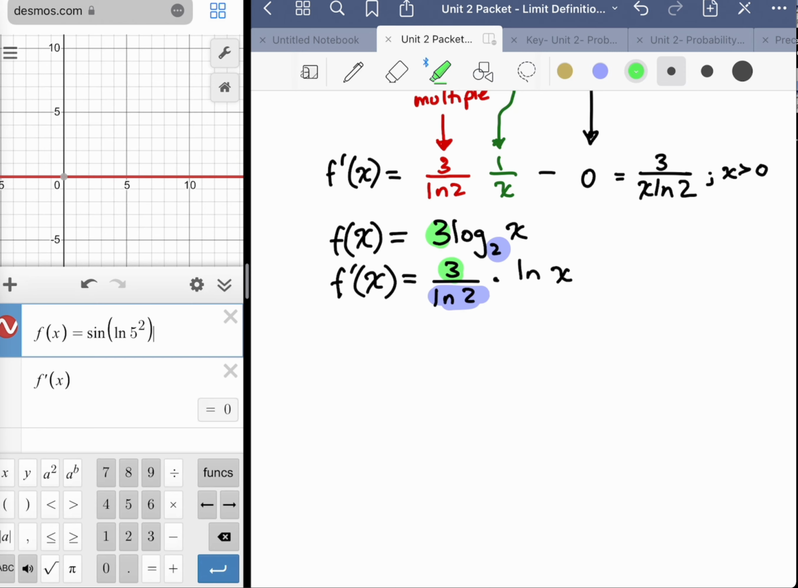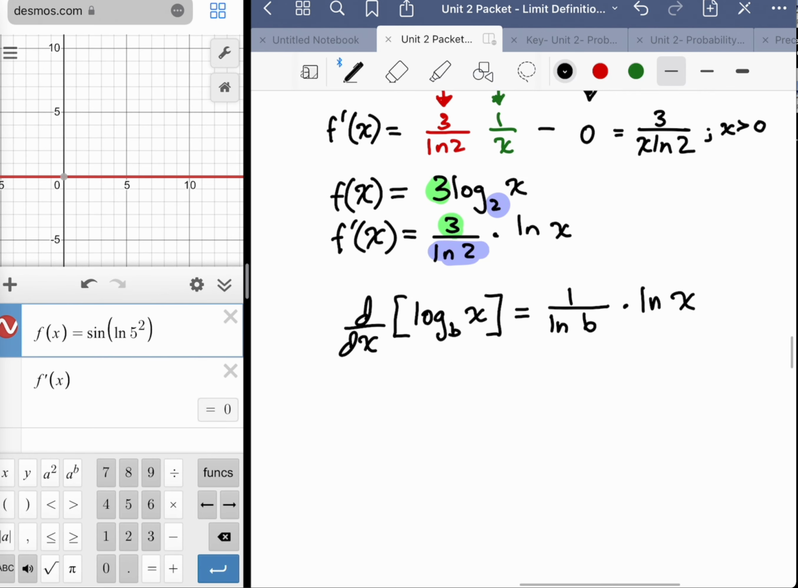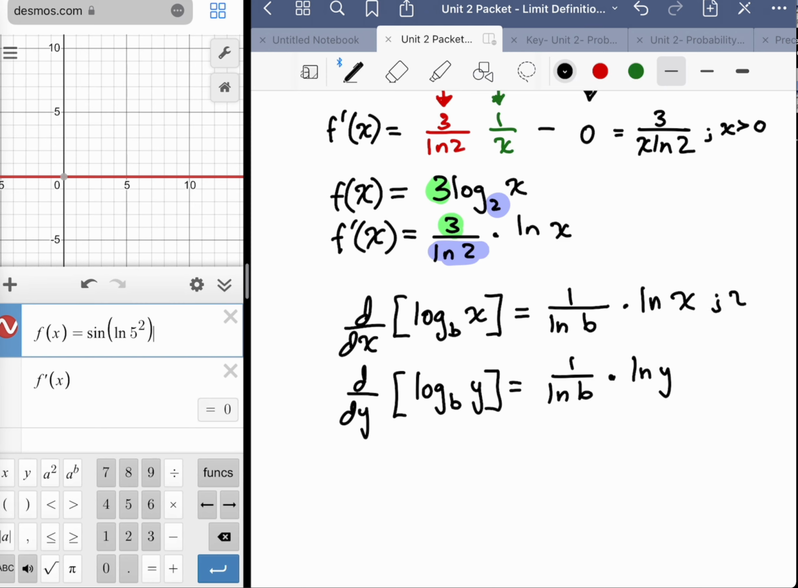So if I wanted to take the derivative of some log equation or log expression with a base b of x, I would just be looking at 1 over the natural log of whatever the base is times the natural log of x. And the same would be true for y's. Just with those domain considerations.